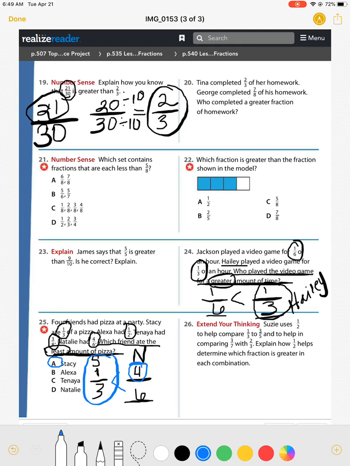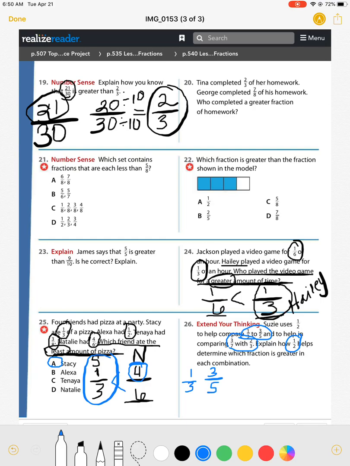Let's do one more together, and then I'll tell you the ones that you'll do on your own. Number 26. Susie uses half to help compare 1/3 to 3/5, and to help in comparing 3/7 with 2/3. Explain how 1/2 helps determine which fraction is greater in each combination. All right, so we're seeing how these relate to our fraction 1/2. All right, our first pair of fractions, 1/3 to 3/5, and then 3/7 and 2/3. So 1/3 and 3/5.